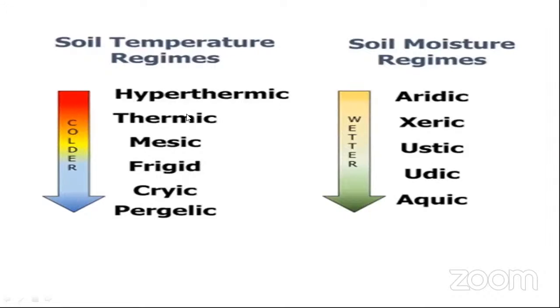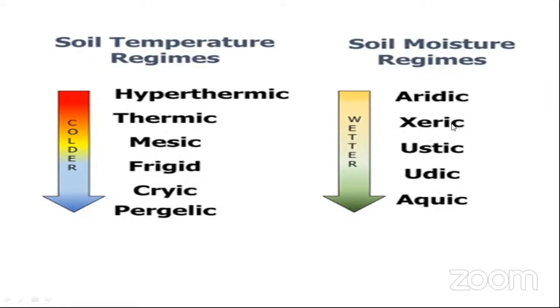As you go down, the temperature reduces: hyperthermic, thermic, mesic, frigid, cryic, and frigilic. Put an arrow and write it down like this, students. At the same time, soil moisture regimes: if you go down, that means aridic, very dry, xeric, udic, and aquic. Aquic is completely submerged. Here you can see some light moisture, and here something intermediate between these two.